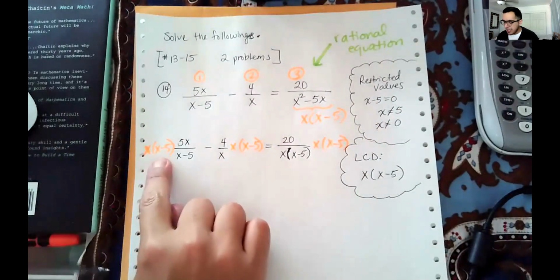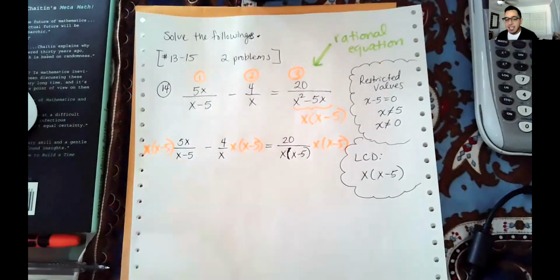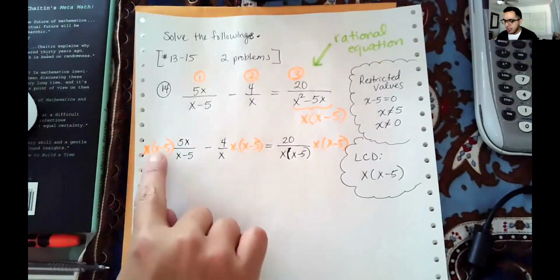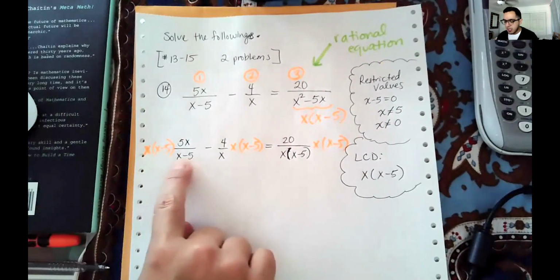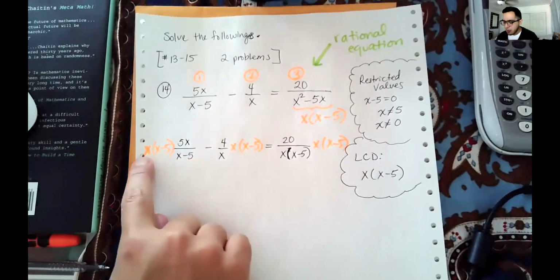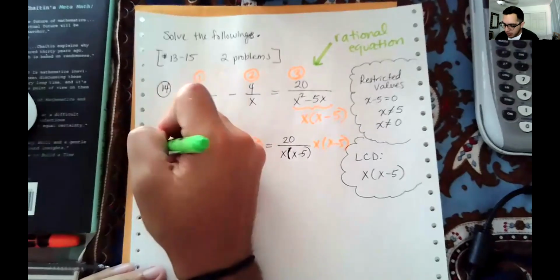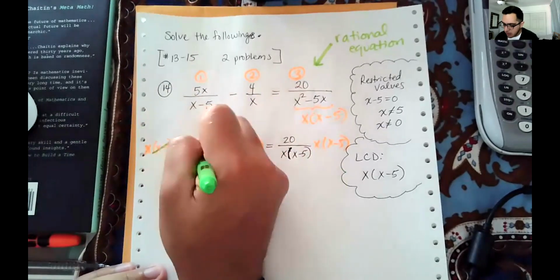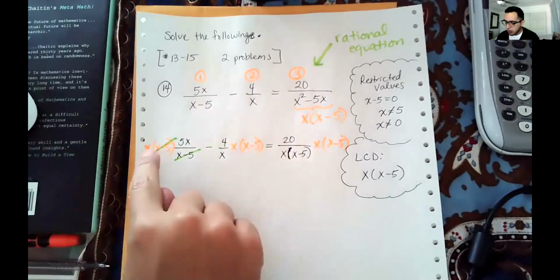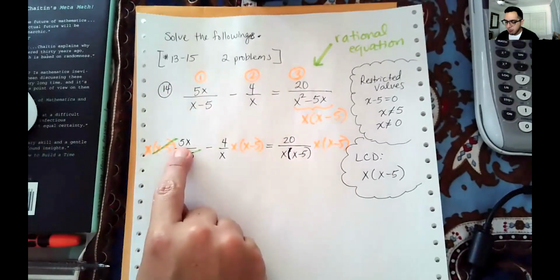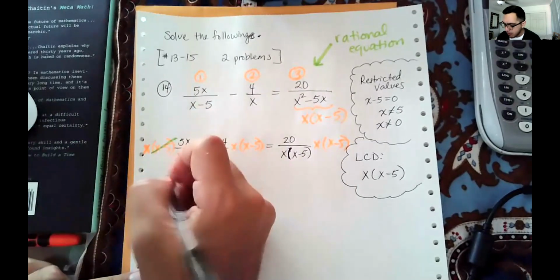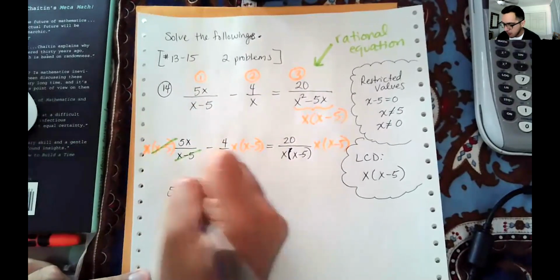But when I multiply each of these terms by that LCD, part of the LCD will cancel out something in the denominator, right? Like x minus 5 and x minus 5 here will cancel out because essentially what we're doing is multiplying and dividing by the same number. So we can say x minus 5 and x minus 5 here cancels. So all we're left with is x times 5x. So x times 5x would be 5x squared.